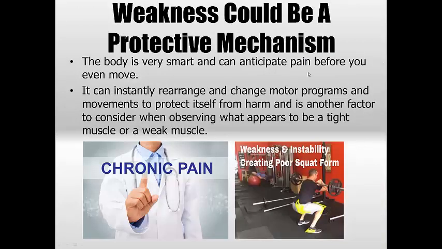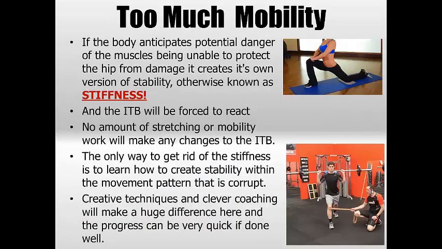So protective mechanisms: the body's pretty smart, it can anticipate the pain before you move, so it can change motor programs in the blink of an eye. If it senses something's not right, it's going to come up with a different one to protect a joint that's exposed to a problem. So you have to have a keen eye for looking at these different things in movements. The movement that hurts you is the one you need to observe and change, and understand that a muscle might become weak because something else is trying to protect the joint. And that's what you might have to work on for a while.